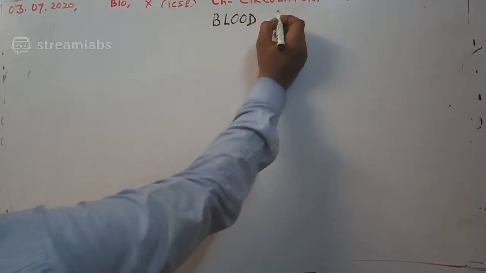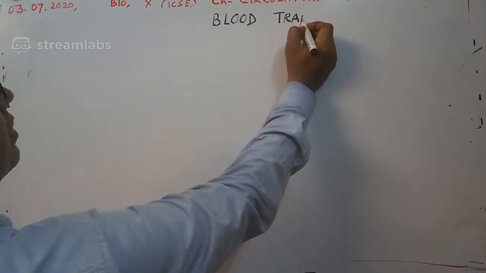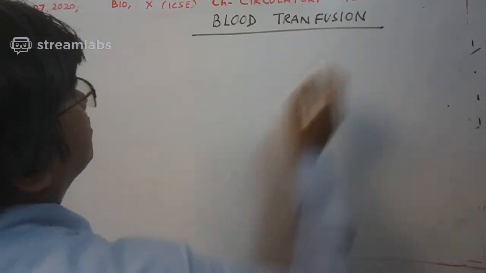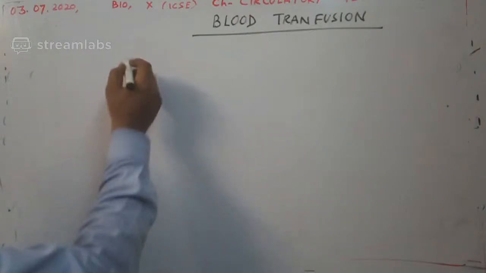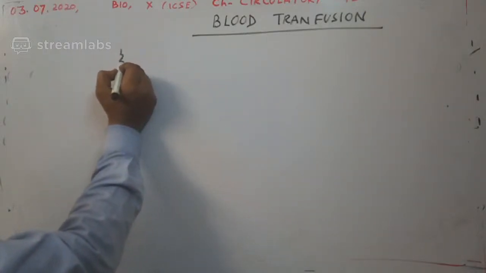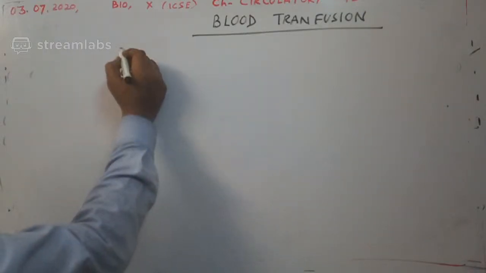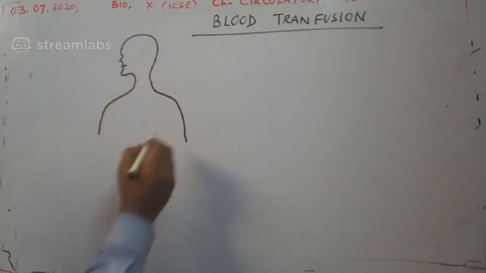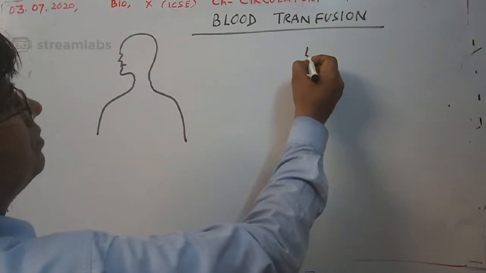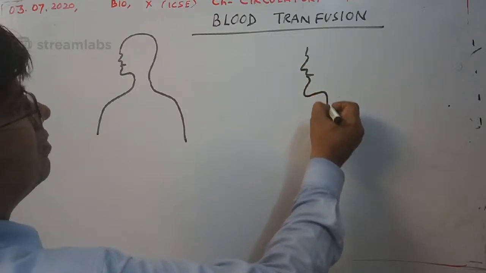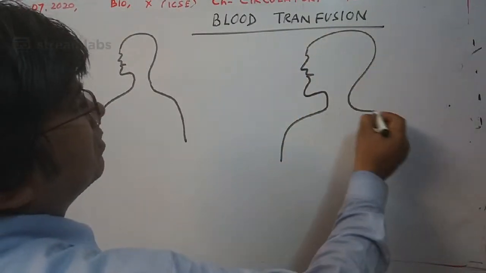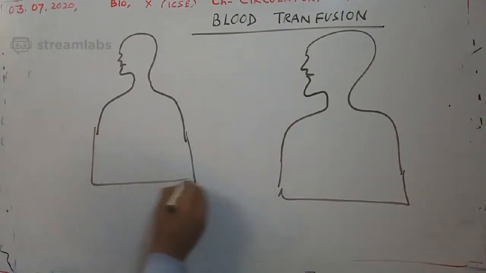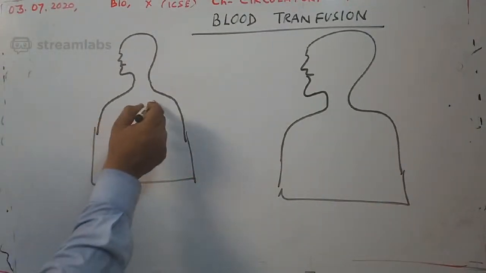Blood transfusion. Let me give an example to you. There is one person and there is one more person. The two persons are there and this is their blood.